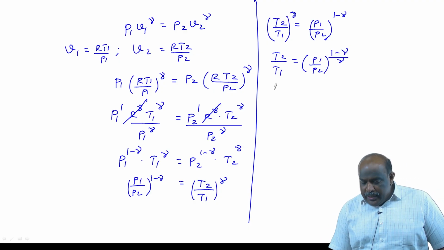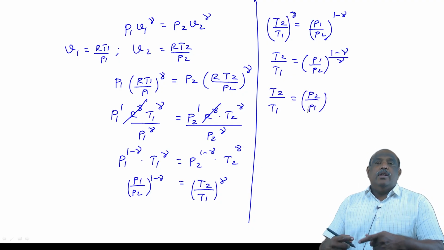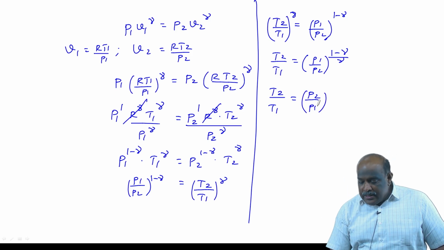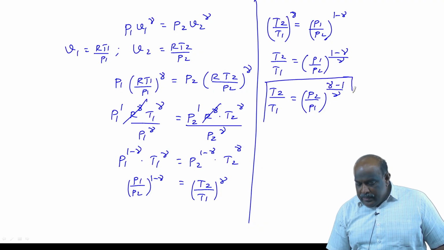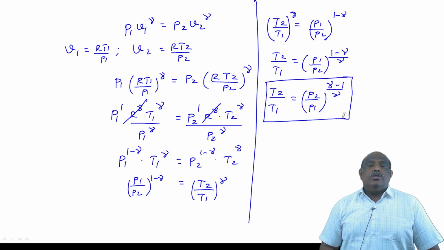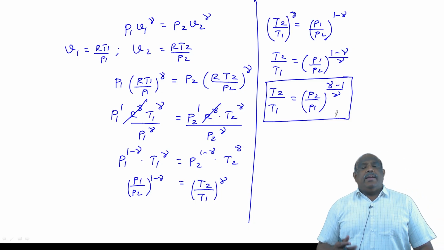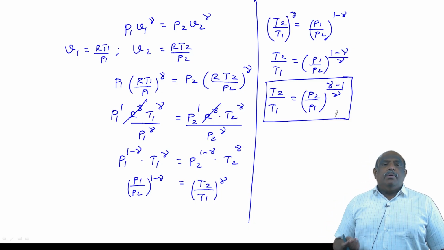Now if I want to change the terms T2 by T1 to P2 by P1, I have taken the reciprocal. So the power should become minus 1, which means instead of 1 minus gamma, it will become gamma minus 1 by gamma. So please students, this relationship is called the isentropic relation or adiabatic relation. If the process is reversible, it is called isentropic. If the process is irreversible, it is called adiabatic.